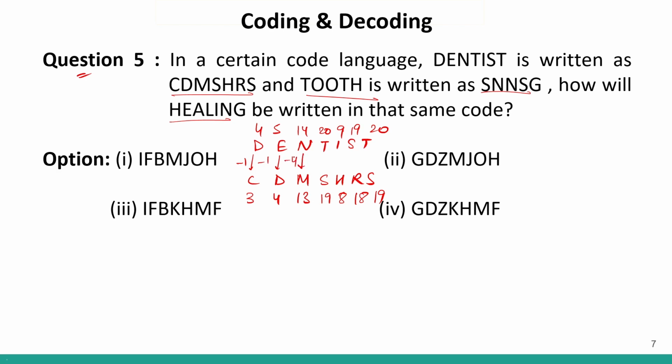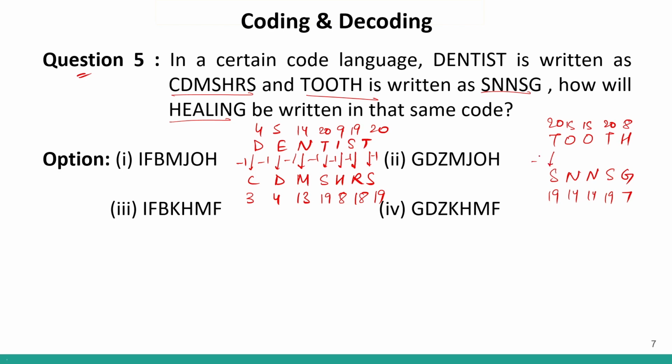From N to M, from T to S, from I to H, we are moving one position back. Let us check if it is true for TOOTH as well. So TOOTH is coded as SNNSG. So this is 20, this is 15, 15, 20, H is 8, and this is 7, 19, 14, 14 and 19.